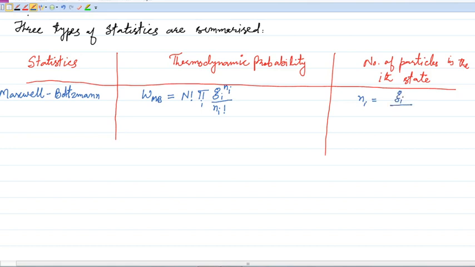Gi upon e raised to the power alpha plus beta Ei. Here beta is equal to 1 upon kT. You have to remember for all the three statistics that this value of beta is equal to 1 upon kT, which we have already derived.